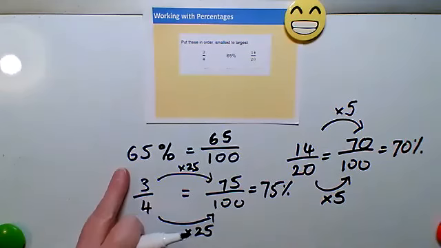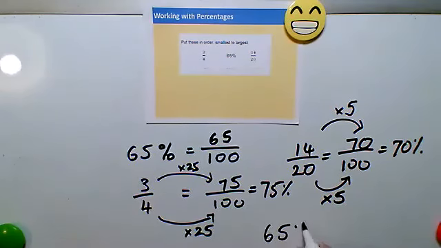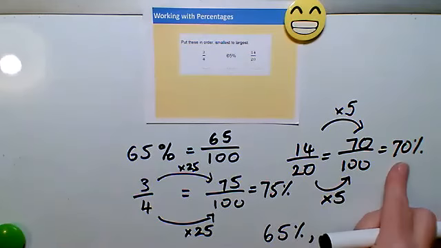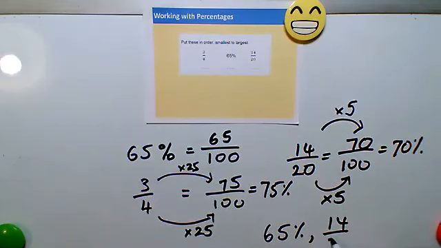We can see that the smallest out of these is going to be 65%, so putting them in order, smallest first. The second smallest was 14/20. And the largest proportion here was our 3/4. And that's your answer.